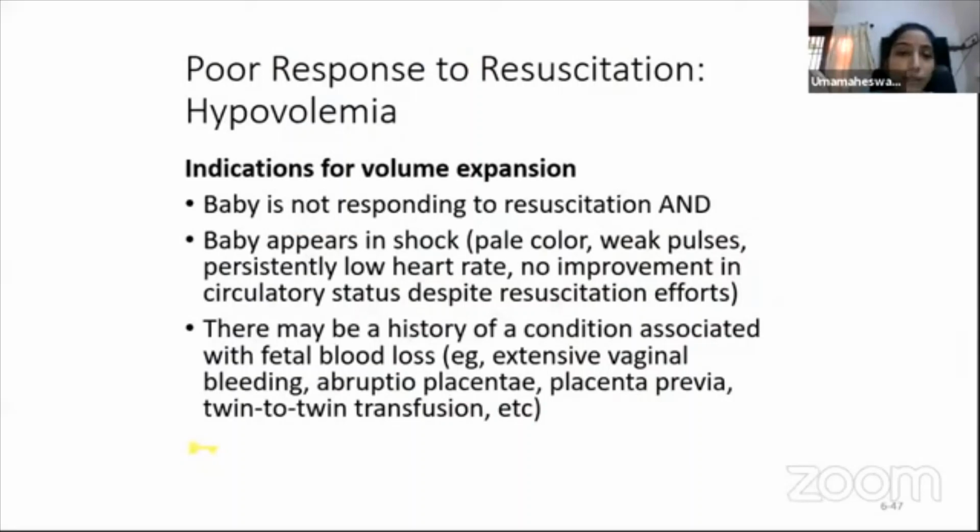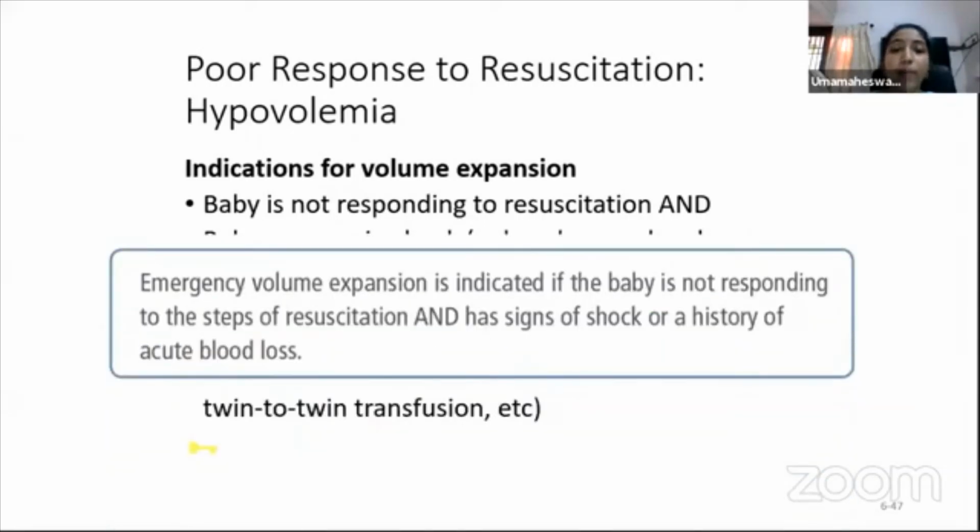So whenever there is a poor response to ventilation, you have to consider hypovolemia as well. As such, it is not mandatory that all asphyxiated babies should receive a bolus. What is important is that it is indicated only if the baby is not responding to the steps of resuscitation and has signs of shock or a history of acute blood loss. It is very important: in an asphyxiated baby, do not keep on giving volume bolus without assessment of signs of shock. Only if there are signs of shock, one has to give an IV bolus.